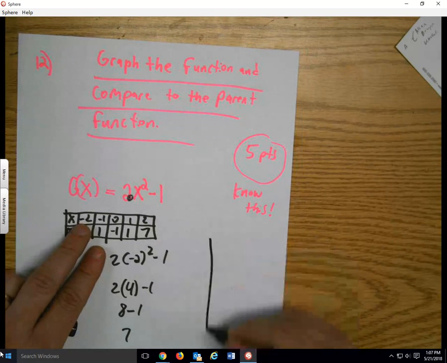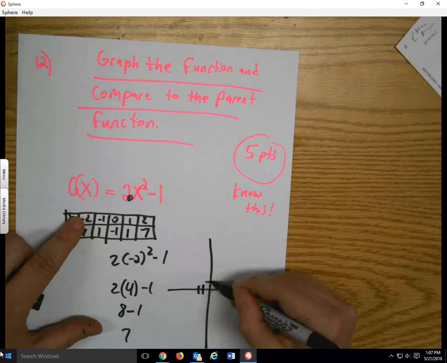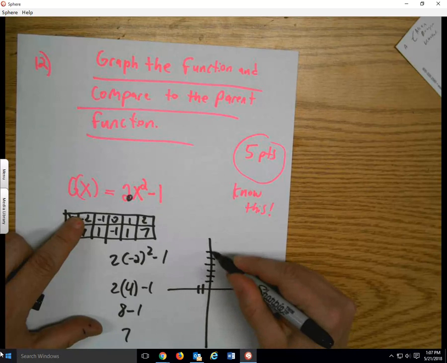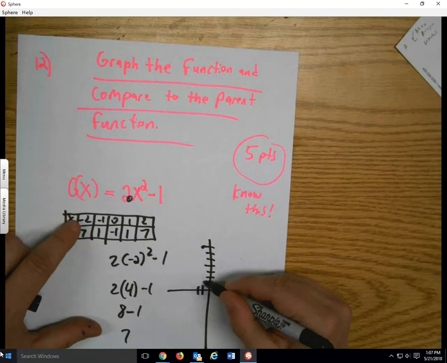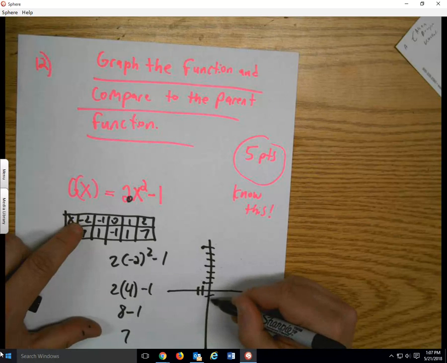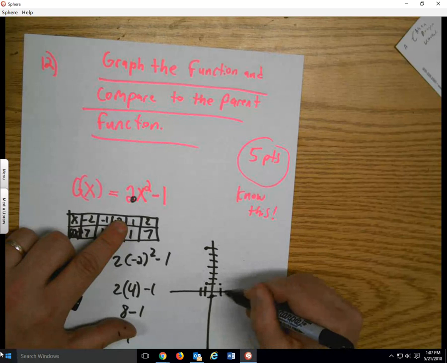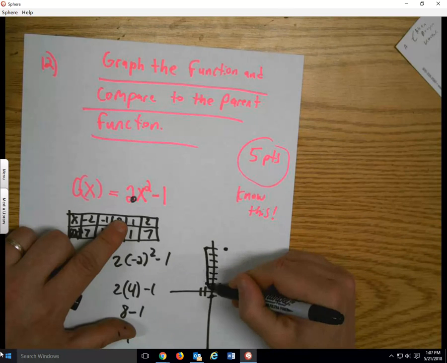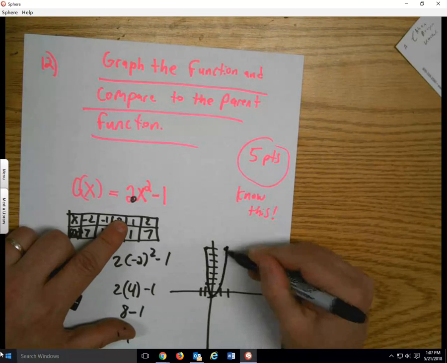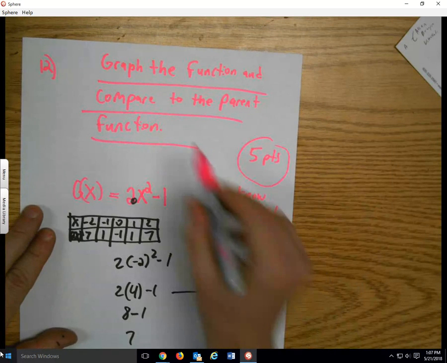Now you have to graph it. If x is negative 2, y is 7. If x is negative 1, y is 1. If x is 0, y is negative 1. If x is 1, y is 1. And if x is 2, y is 7. Your parabola should look like this. Okay, you did a lot of work to get here, but you're still not done because it says compare to the parent function. Graph the function, we did.